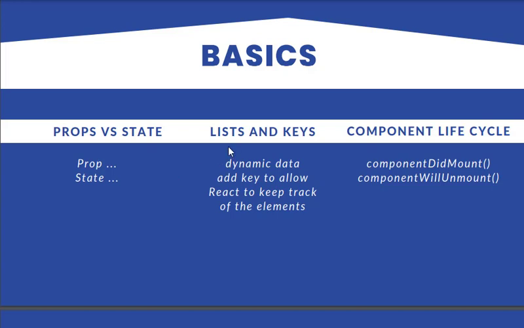And now we'll come to lists and keys. Whenever you are dealing with dynamic data, you need to render lists. To render a list, you should pass a key to your elements, and based on that key, React keeps track of the elements. In rendering, instead of rendering again and again, it keeps track of those elements. And now we'll come to the component lifecycle. In class components, we use componentDidMount and componentWillUnmount methods. But in functional components, we use the useEffect hook. The useEffect hook came instead of these.